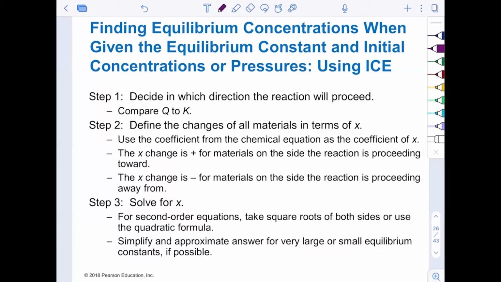When we think about solving for X, some equations that we'll be presented with will need the quadratic formula. Some equations we can simplify and not have to use the quadratic equation. When we get to those types of finding equilibrium concentrations and the assumption rule, I will let you know what we've got.